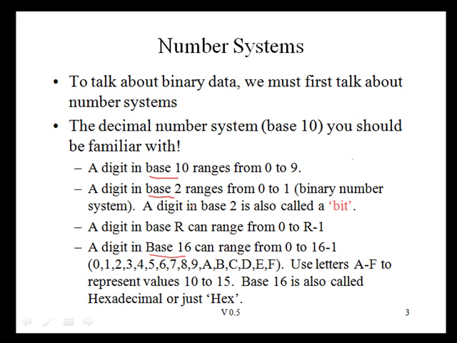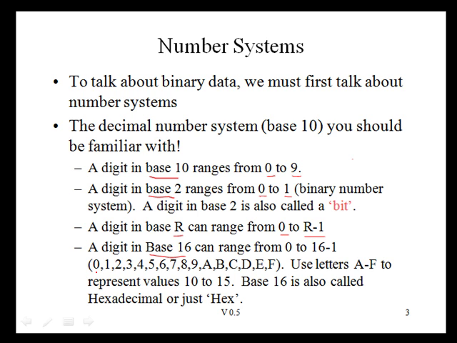In talking about a base R, we need to talk about the digits in that particular base. A digit in a base R ranges from 0 to R minus 1. So the digits in base 10 range from 0 to 9, while digits in binary, or base 2, range from 0 to 1. But what about digits in base 16?